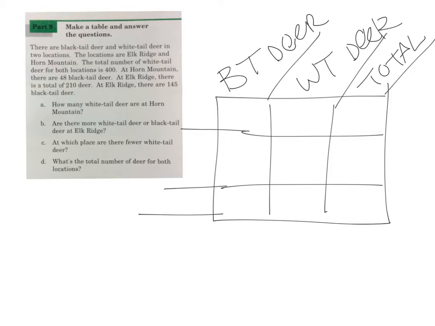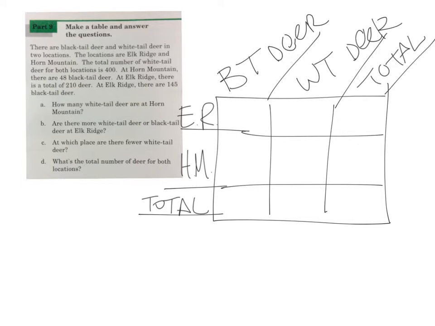So make sure that your names match. If your names aren't matching where I'm at, flip them around so that we can all make sure that our numbers are in the right place. And then the locations are Elk Ridge and Horn Mountain. So here I've got Elk Ridge and Horn Mountain. And this one is for total.